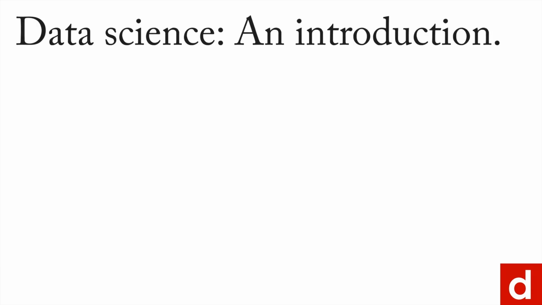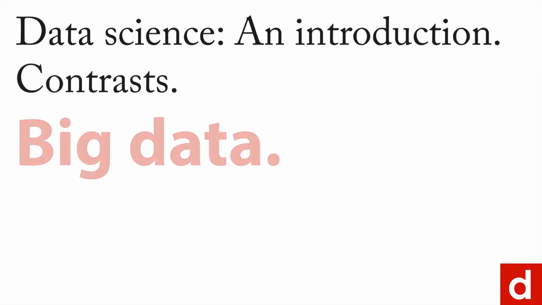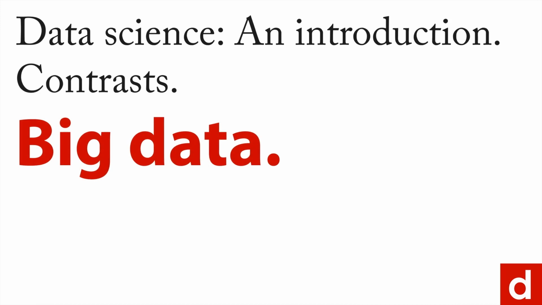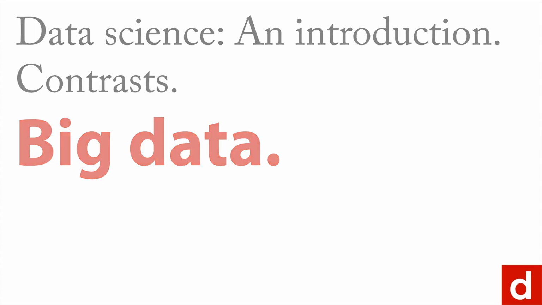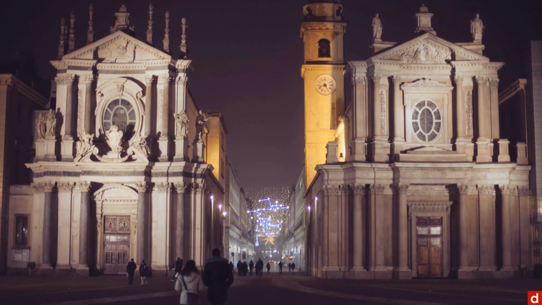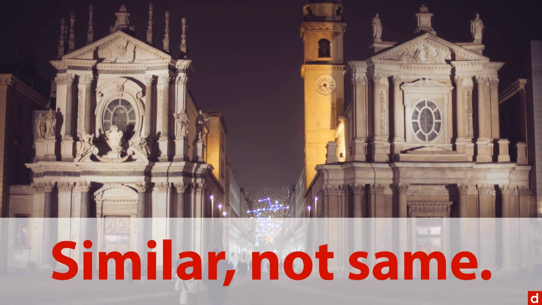In order to get a better understanding of data science, it can be helpful to look at contrasts between data science and other fields. Probably the most informative is with big data, because these two terms are actually often confused. It makes me think of situations where you have two things that are very similar, but not the same, like we have here in the Piazza San Carlo in Turin, Italy.